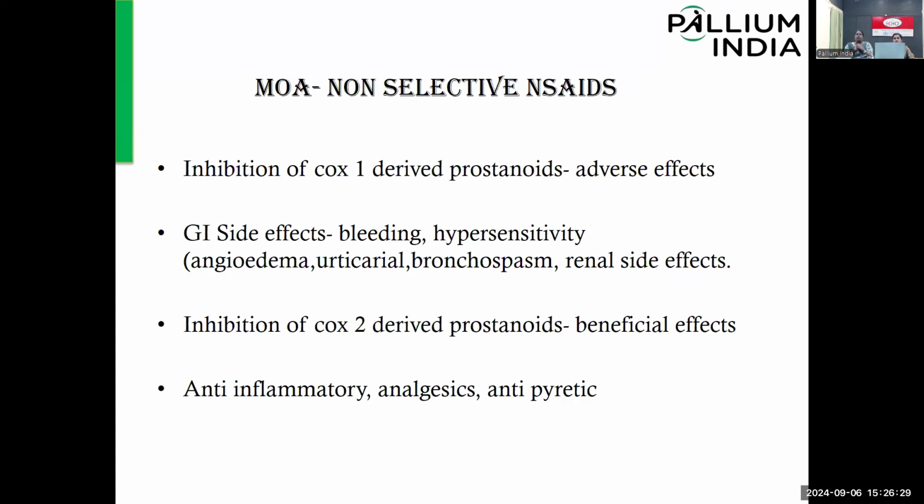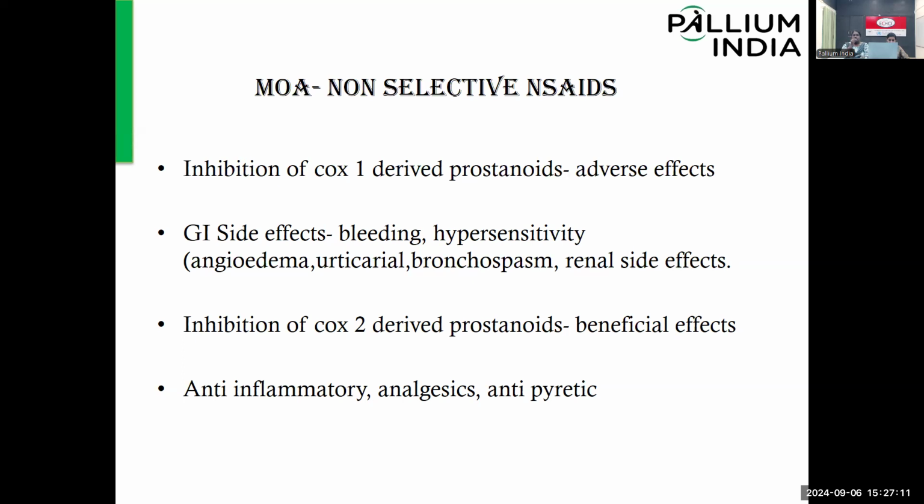Next. This is the mechanism of action of non-selective, how it acts. So, I already told that it has an inhibition of COX-1 and COX-2. So, depending upon the inhibition action, it has a beneficial effect and also it has side effects. So, the side effect of this non-selective NSAID is by the action of inhibition of COX-1 derived prostanoids. That will result in the adverse effects. The inhibition of COX-2 derived prostanoids will result in beneficial effects. So this is the mechanism of action of non-selective NSAIDs.